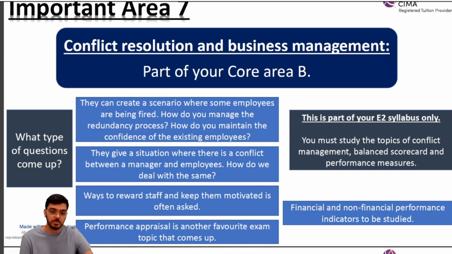Another common topic that comes up is financial and non-financial performance indicators. So how do I judge the performance of a certain employee or certain management from the financial perspective? Use gross profit margin, net profit margin. From a non-financial perspective, how do you judge the same? Directly part of your E2 syllabus and pretty much exam favorite questions which do come up. So you must study topics like conflict management, balanced scorecard, performance measures. You must go through them. These are important areas that are often asked in the exam.